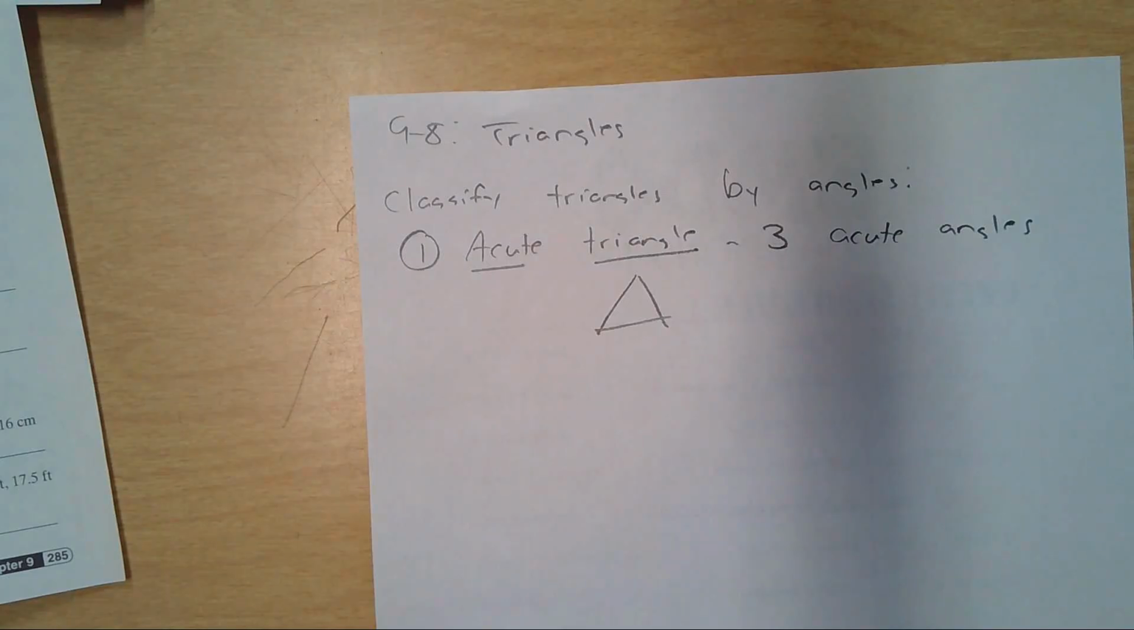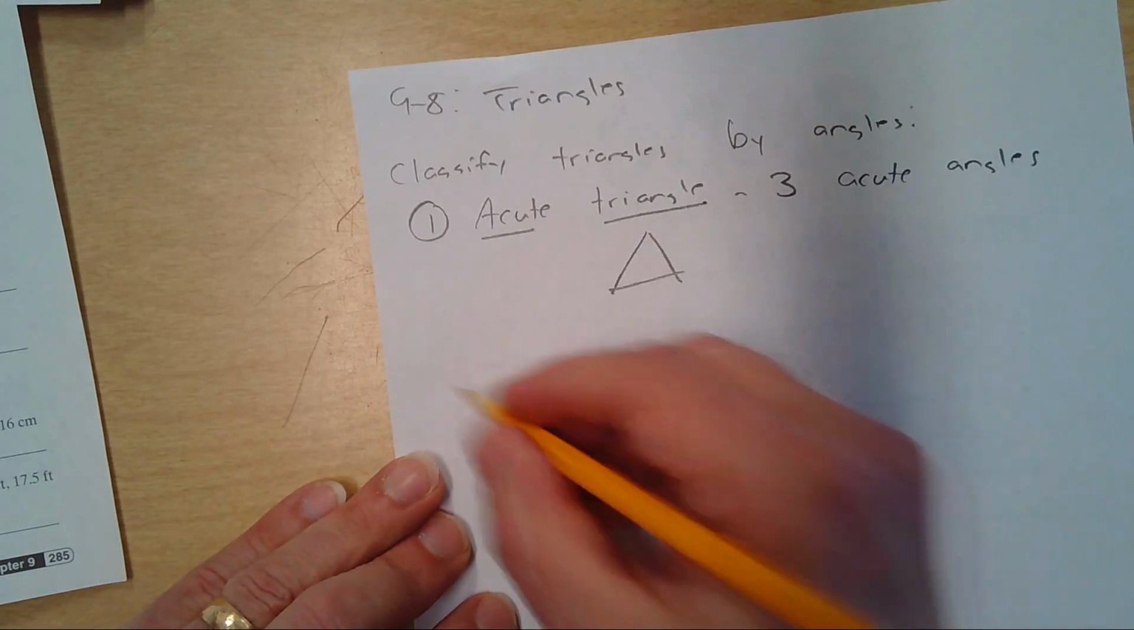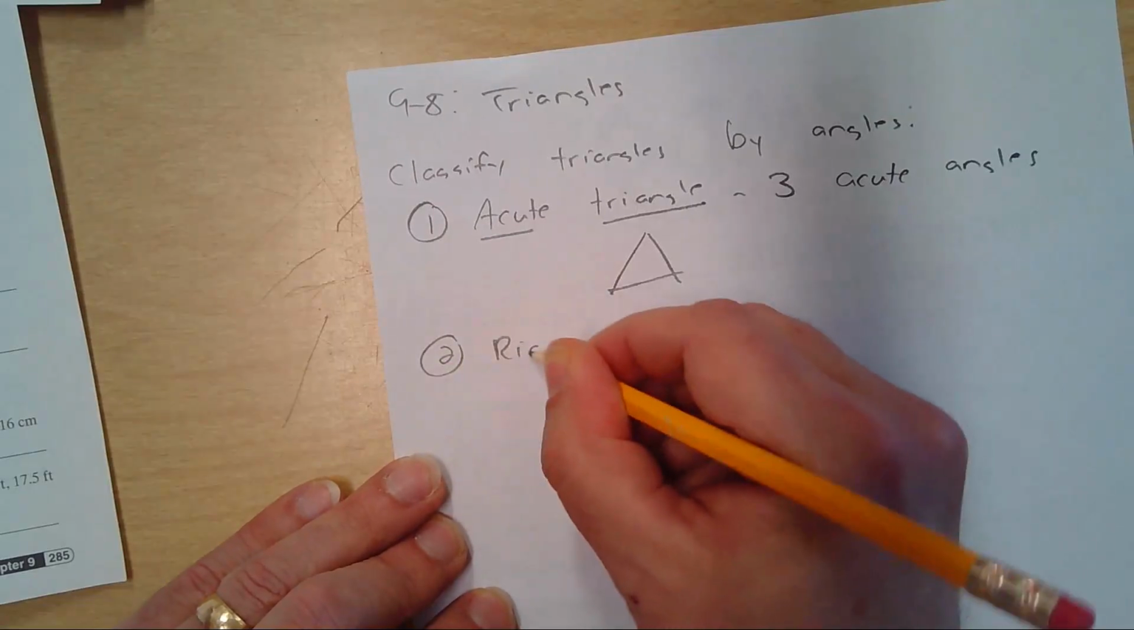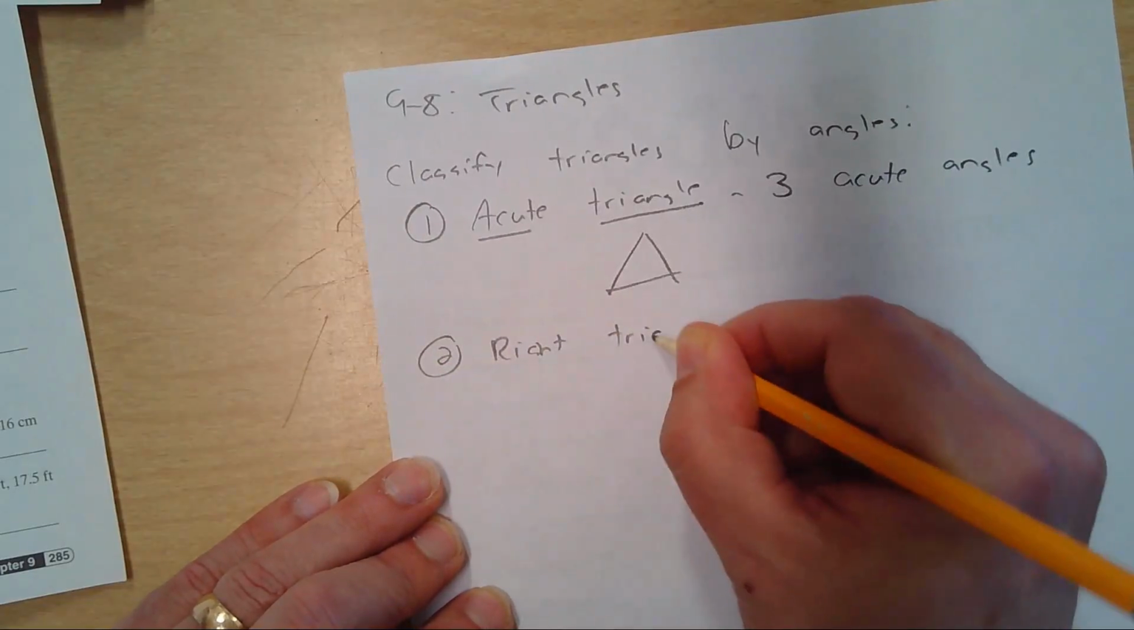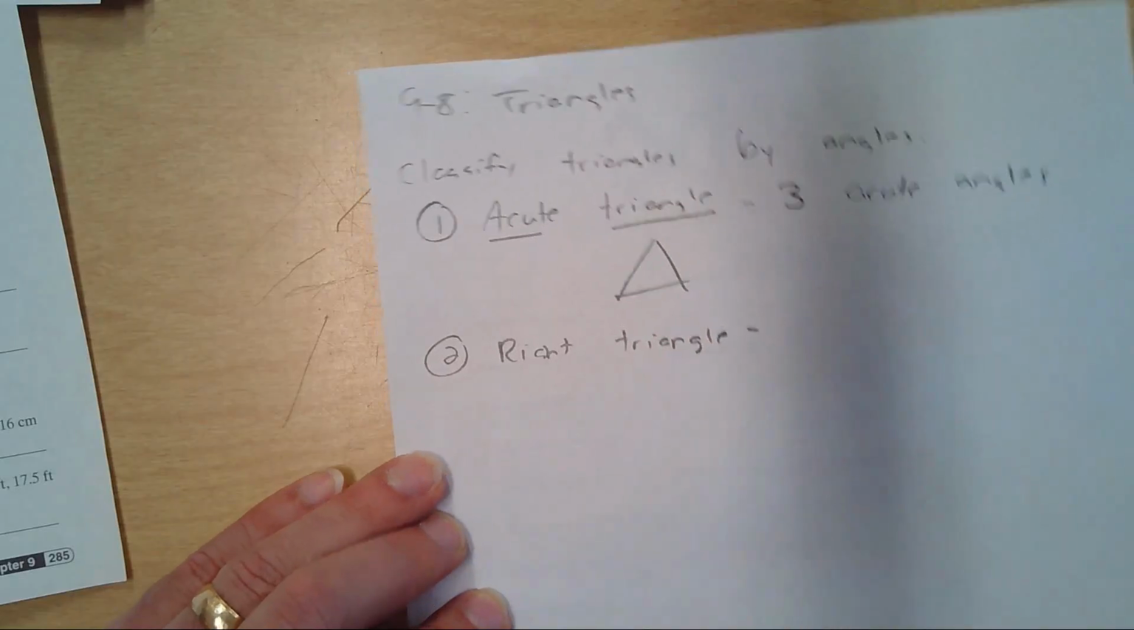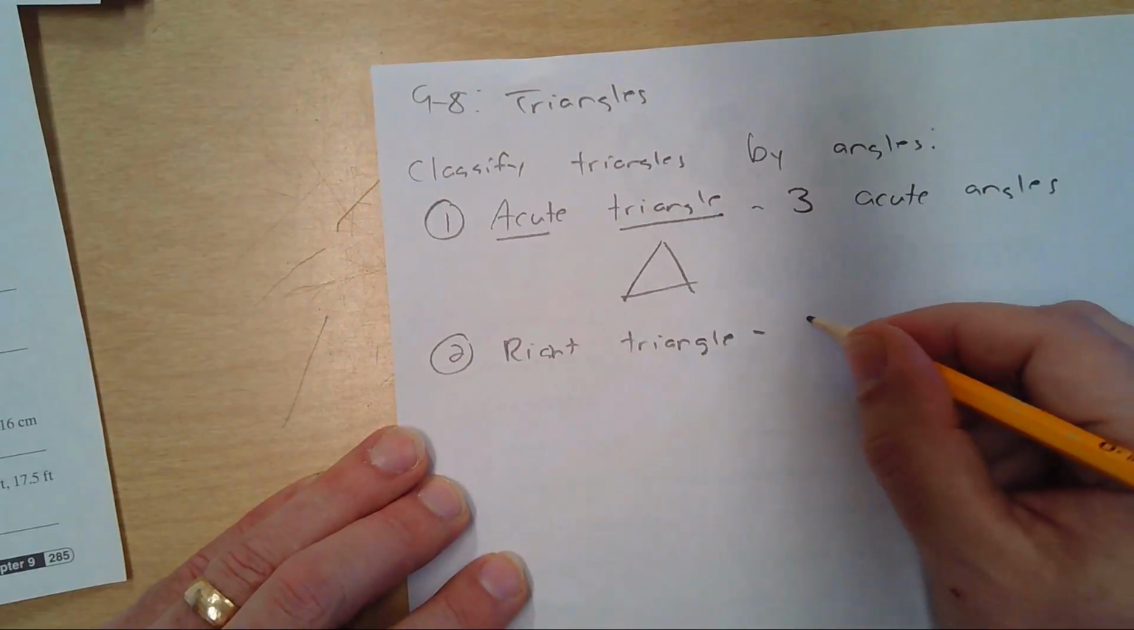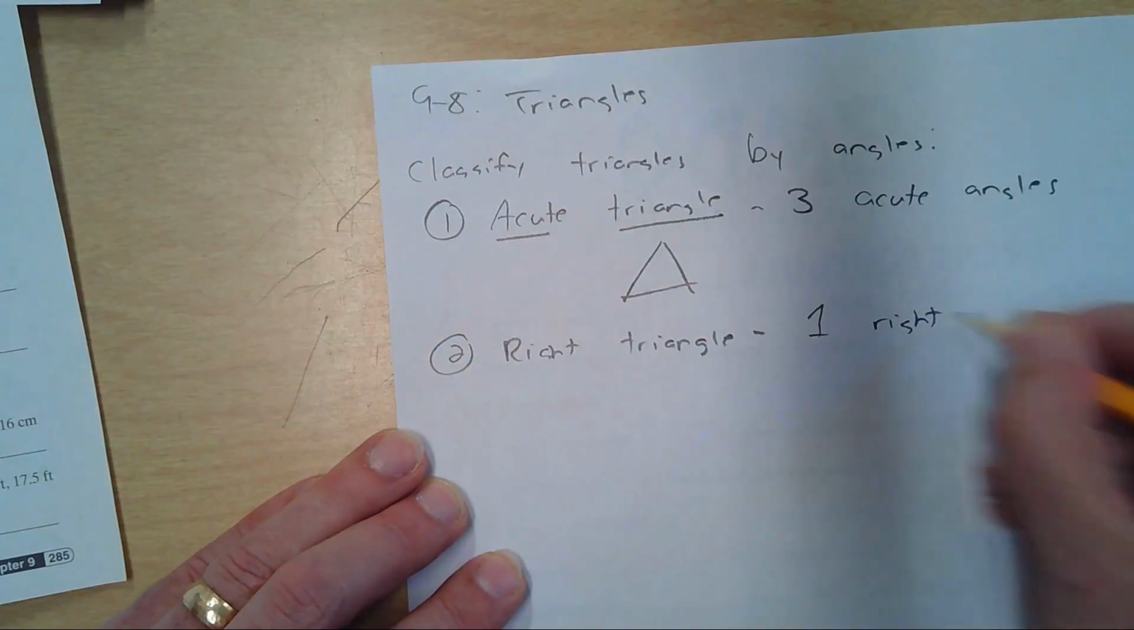Equilateral is classifying by sides, and we'll cover that in a minute here, but if all three of the angles are less than 90 degrees, which is very possible with a triangle, 60, 60, 60, all three of those are acute, then it's an acute triangle. All right? A right triangle. And a right triangle has one right angle in it.